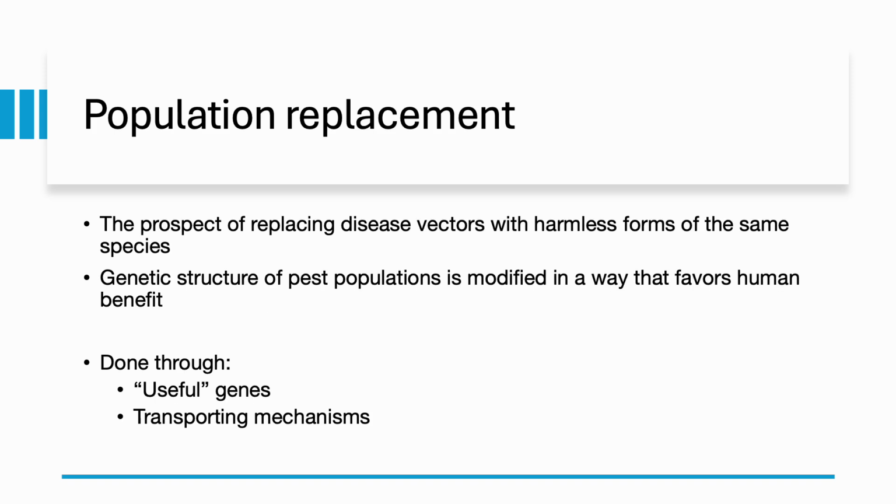An alternative to population suppression is population replacement, which is the prospect of replacing disease vectors with harmless forms of the same species. It is the genetic structure of pest populations being modified in a way that favors human benefits, and this is done through the use of useful genes and transporting mechanisms.